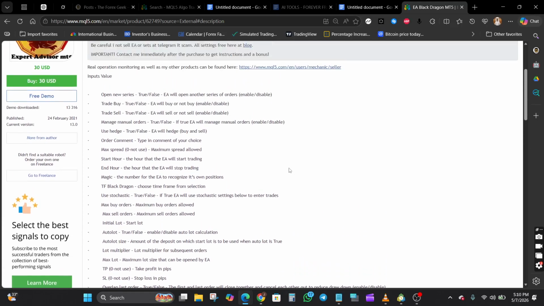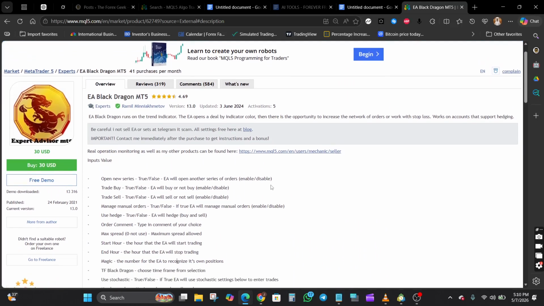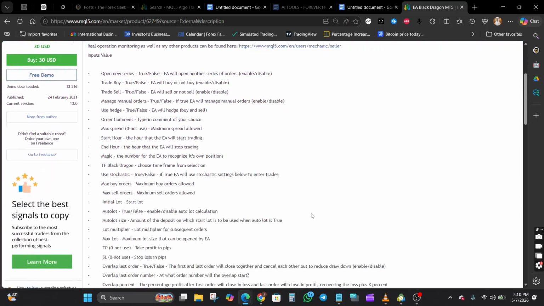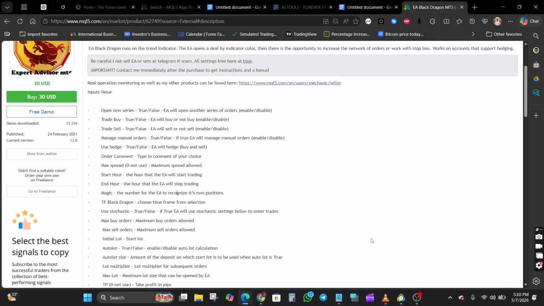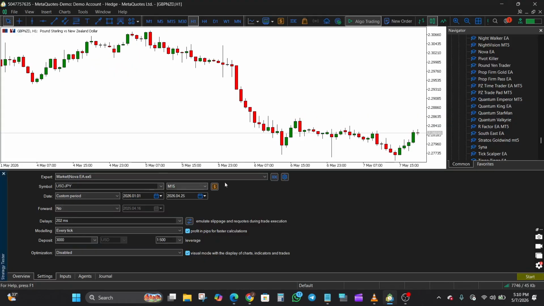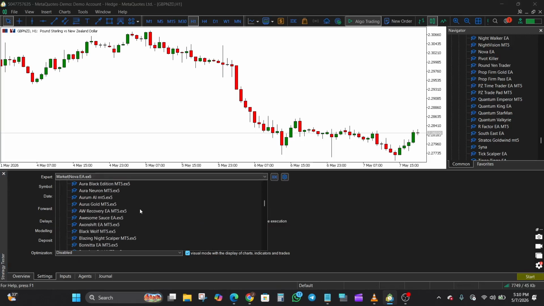Okay, so now I'm going to be moving into the back testing section, and since this is not a free download, it's going for sale, right? So we can only make use of the free demo on the strategy tester. All right, so we're going to be heading over to a strategy tester right now, and we're going to be testing the EA Dragon Expert Advisor. Okay, so we're just going to select the EA Dragon.